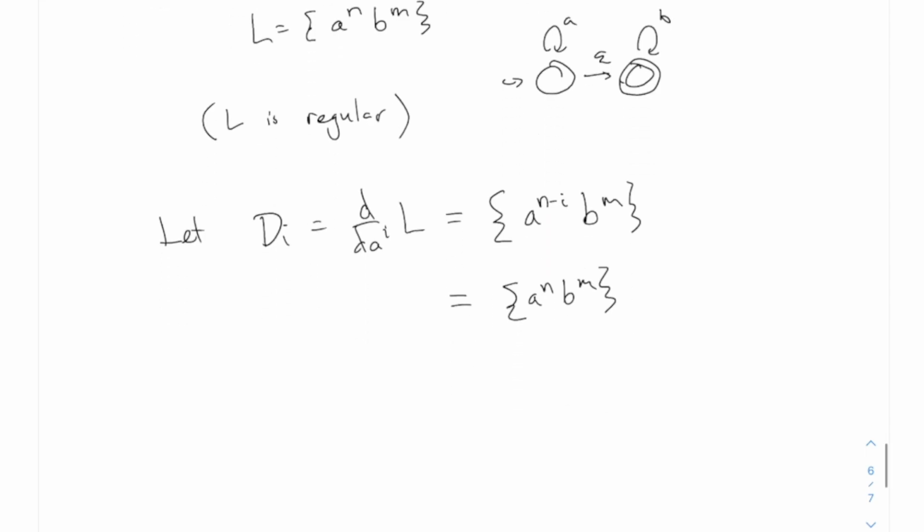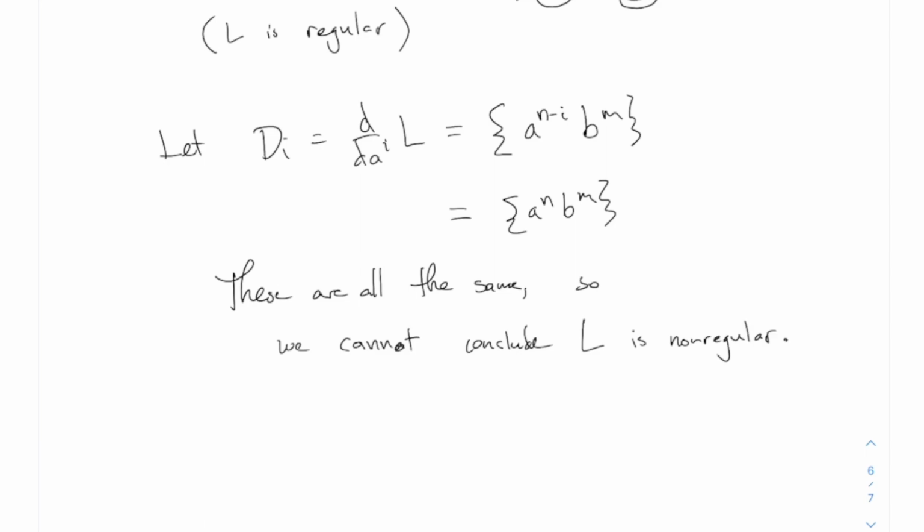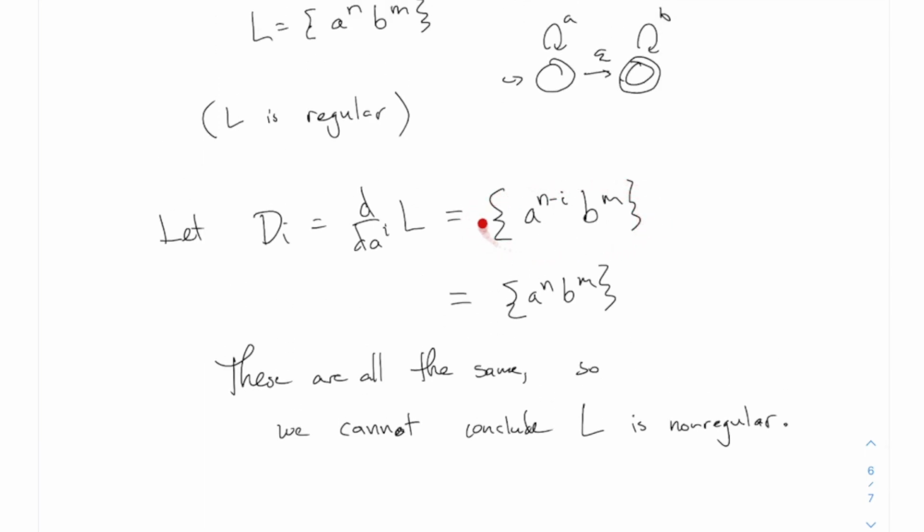All right, so the conclusion here is these are all the same. So we cannot conclude that L is non-regular. And in fact, L is regular. That's why this didn't work. We cannot conclude that L is non-regular. So it's a little tricky to recognize that these sets are all the same, even though on the surface it looks very much like our previous examples, but it's not.